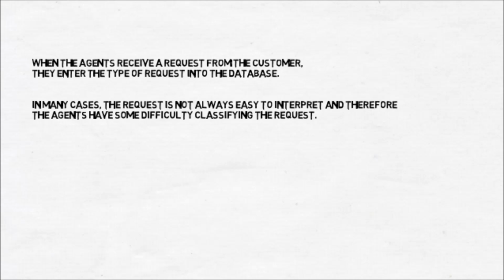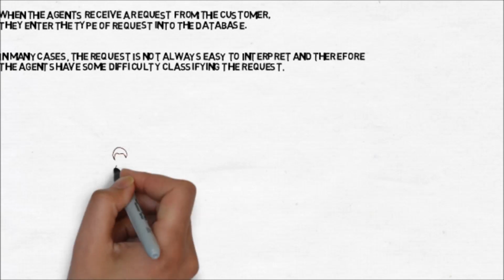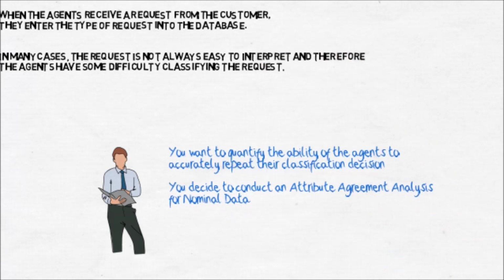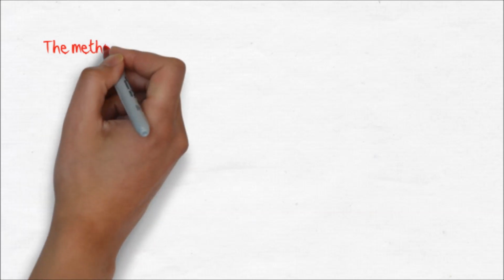So let's start with this scenario. When the agents receive a request from the customer, they enter the type of request into the database. But in many cases, the request is not always easy to interpret. Therefore, the agents have some difficulty classifying the request. You want to quantify the ability of the agents to accurately repeat their classification decisions, and then you decide to conduct an attribute agreement analysis for nominal data. So what's the method for this analysis?